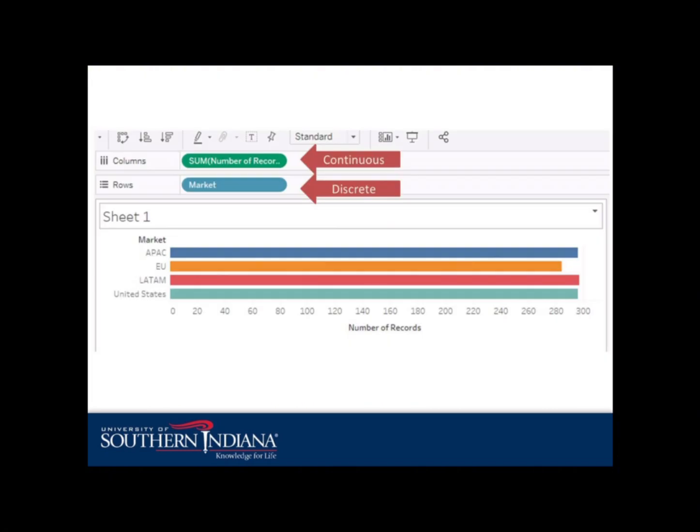So here's an example. Number of records, sum of number of records. The pill is green on the column shelf. That means it's continuous data. Market, on the other hand, on rows is a blue pill. That means it's discrete.